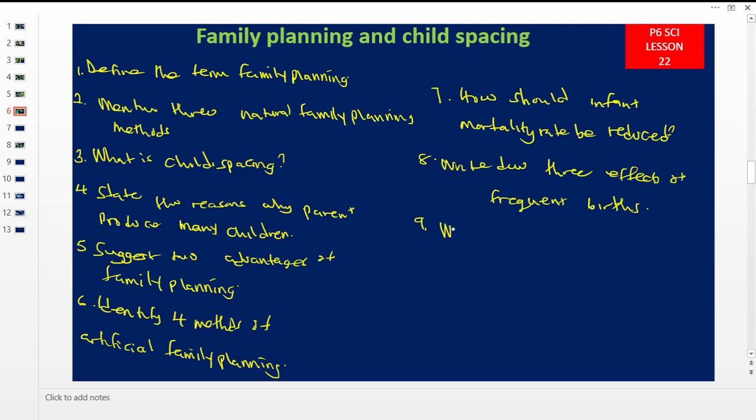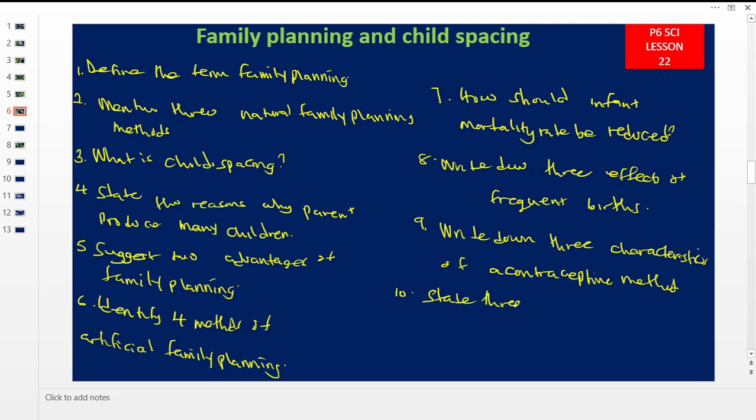Number 9, write down 3 characteristics of a contraceptive, or a birth control method. Number 10, state 3 problems associated with having many children in a family.